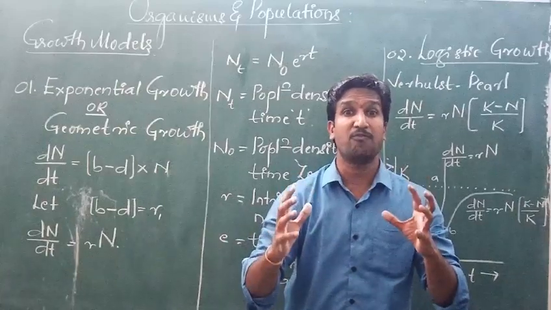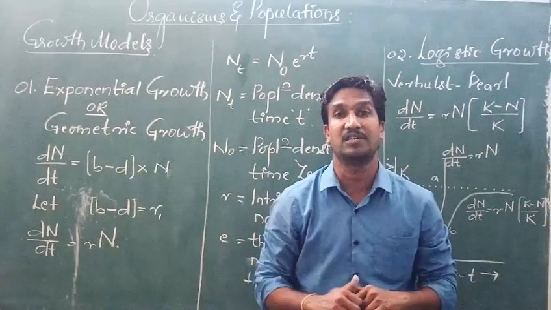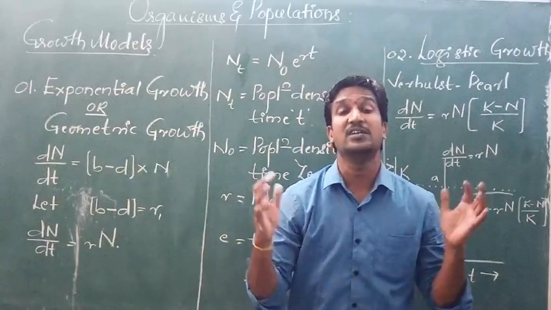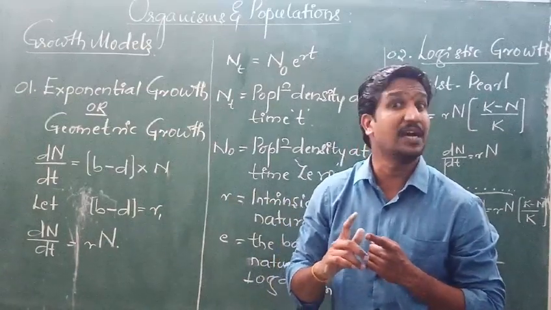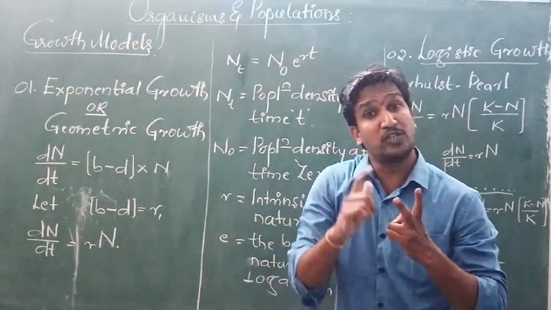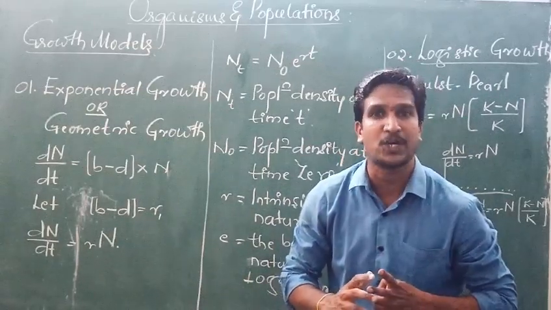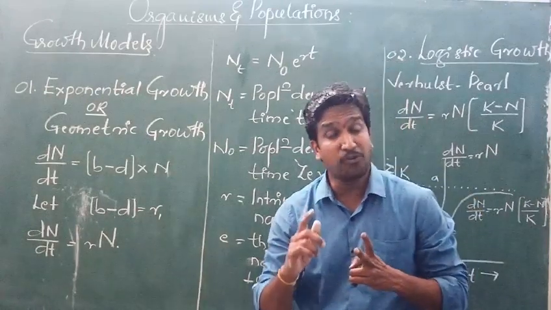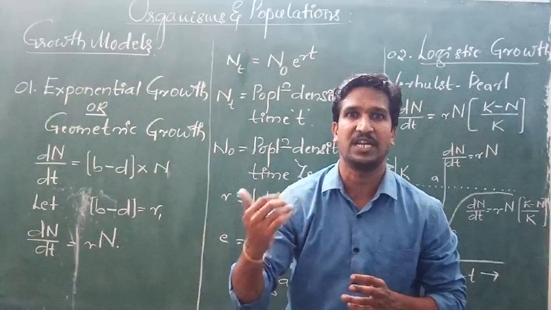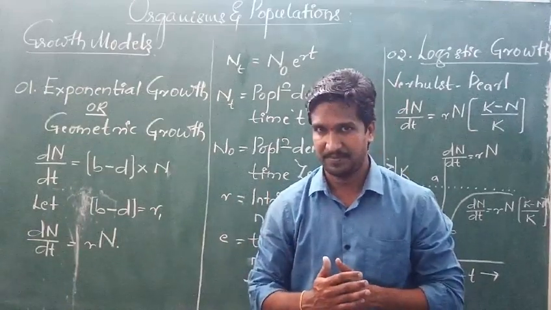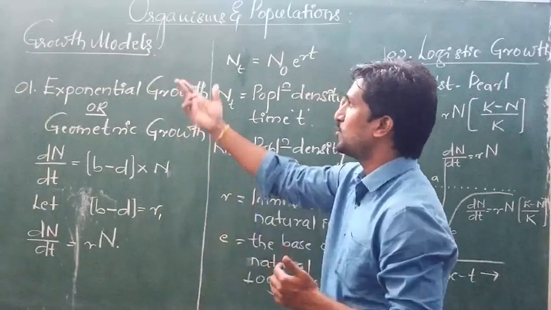So the number of scorpions will increase or decrease? Increase obviously, because the resource is unlimited. If the resource is limited, then competition begins, and during that competition only the stronger one is going to survive, and the weaker one will be eliminated. That is what we want to study here, and that is shown with the help of growth models.